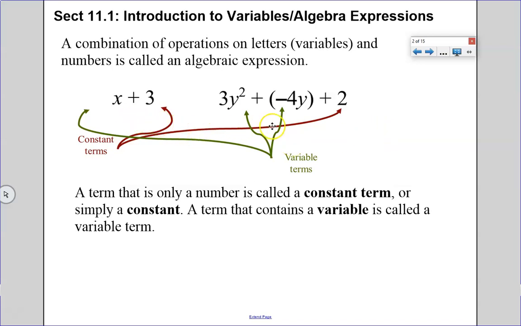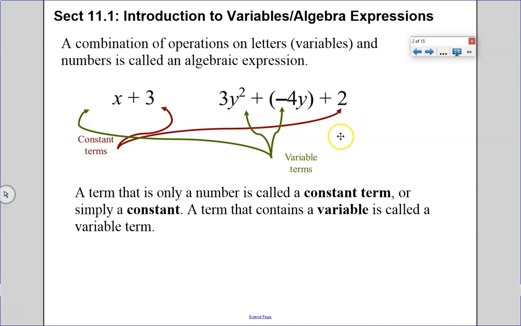Here are two examples of expressions. The terms in expressions are separated by plus and minus. For example, this expression has two terms. This is the first term, this is the second term. In this expression, there are three terms. Here's the first term, the second term, and the third term. Terms are separated by pluses and minuses.